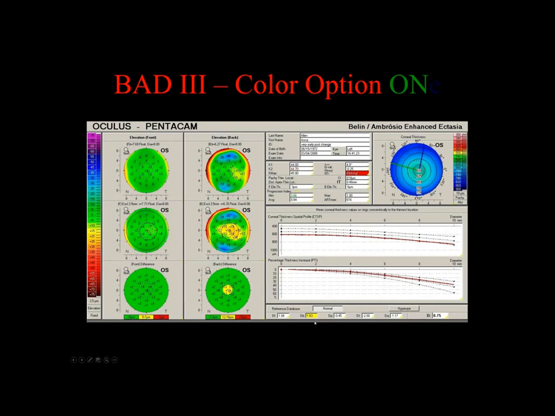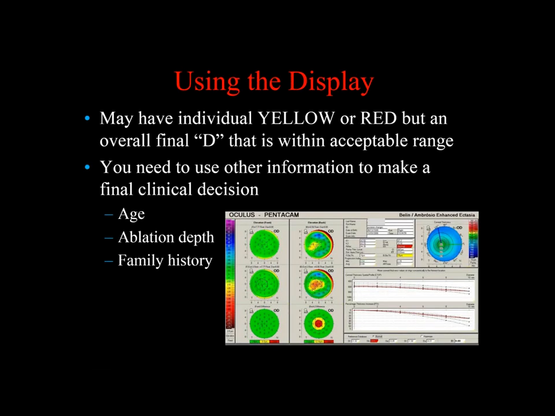And again, we gave you the option to turn off the colors because of an example like this. We have a yellow warning here, but a completely normal map. If you want to, it can look like this. Finally, realize individual parameters do not have discriminatory power. It's only the final D. You can have individual yellows and reds, but an overall D that's acceptable.